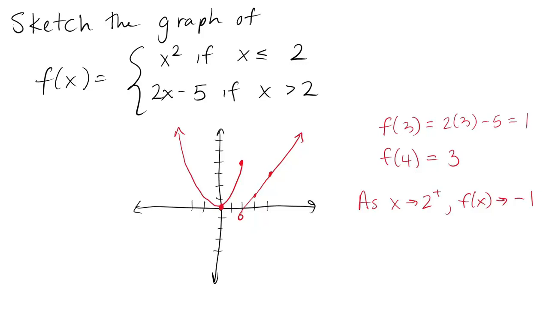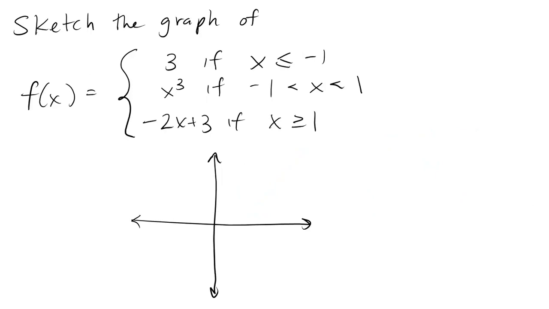Let's try graphing a second example, and this time our example will have 3 pieces. So in this example, if x is less than or equal to negative 1, then the output is just the constant 3. Any input less than or equal to negative 1, the answer is always 3. If you have an input between negative 1 and 1, then the output will be the cube of the input. And if your input is greater than or equal to 1, then the output will be determined by negative 2x plus 3. So we're going to graph this in pieces.